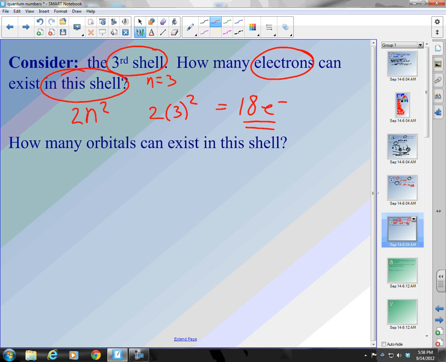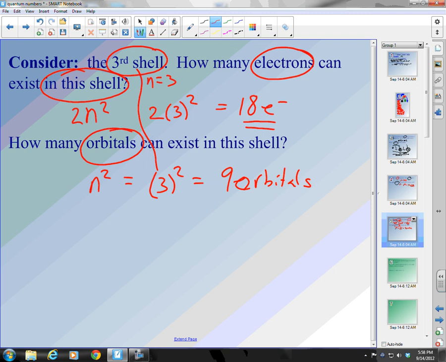How many orbitals can exist in this shell? That's easy. We know that already. The number of orbitals is represented by n squared. n is 3. 3 squared is equal to 9. 9 orbitals exist in the third shell.